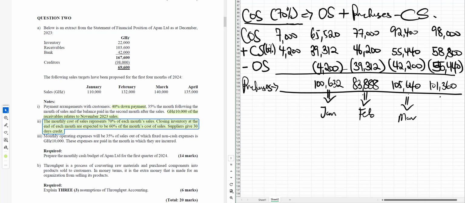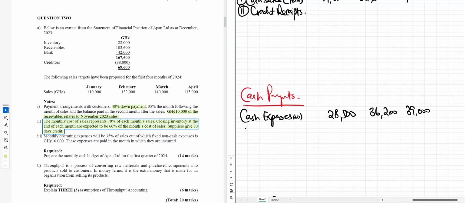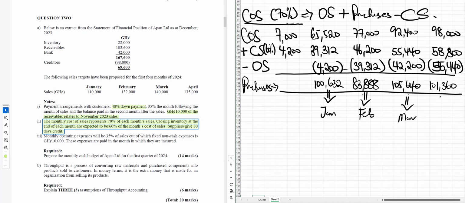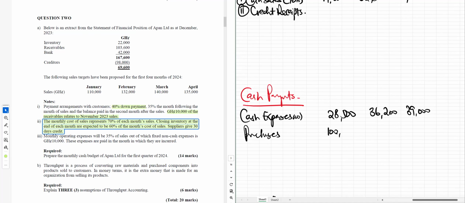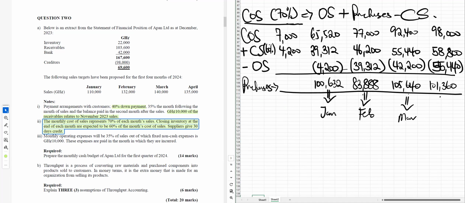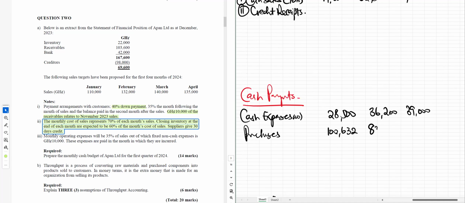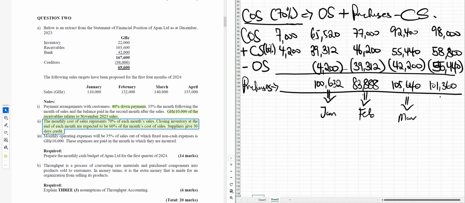So with these figures that we have now, this is what we are going to use as our purchases, right? So payment for purchases, or payment to suppliers. So we have 100,632, 83,888, and then 105,640.